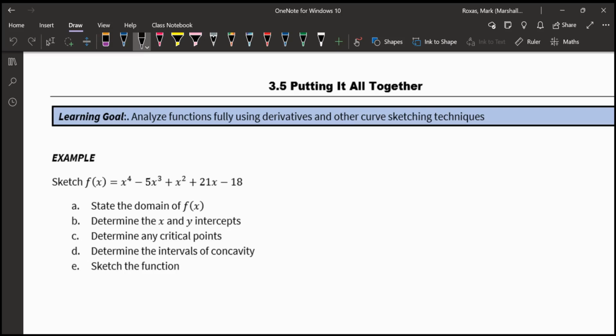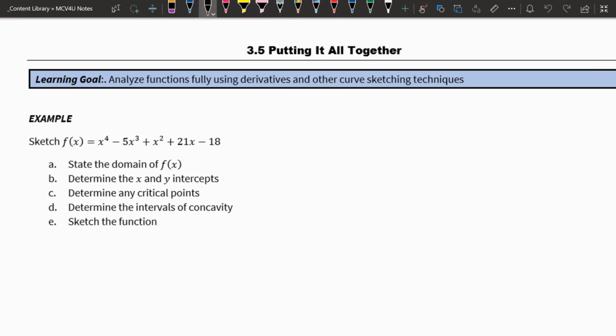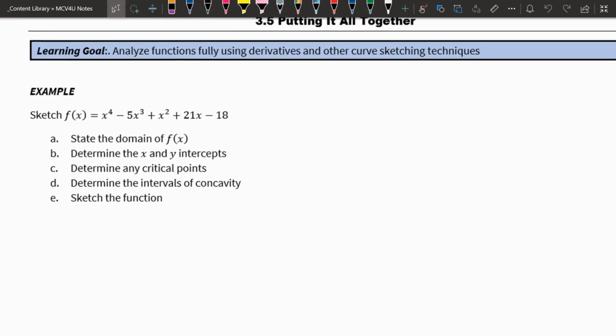Okay, section 3.5, putting it all together. So we're going to analyze functions using derivatives and do a complete curve sketching question. The example I picked here is this quartic polynomial, degree 4.